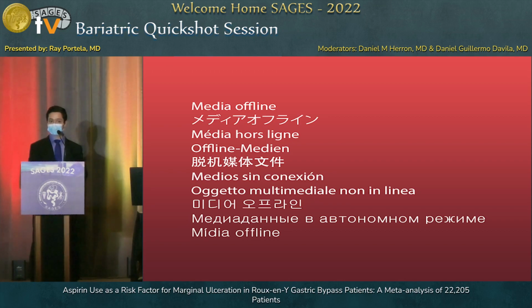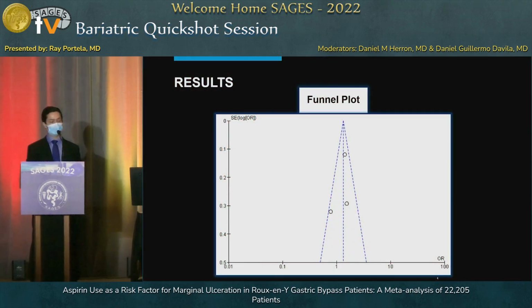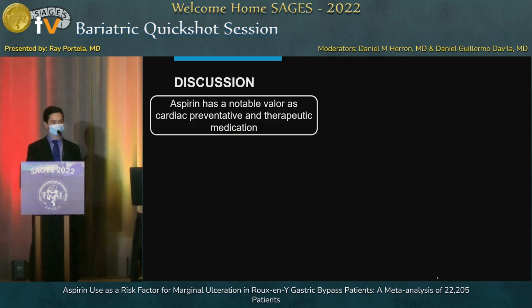We then pooled the incidence and also evaluated the odds ratio of aspirin use using a fixed effect model. Then we made a forest plot, and our forest plot showed that patients that used aspirin had higher rates of marginal ulceration when compared to patients that did not use it. We also performed a funnel plot, and the funnel plot showed no asymmetry, although we know that the results should still be taken with consideration since we only had 3 studies.